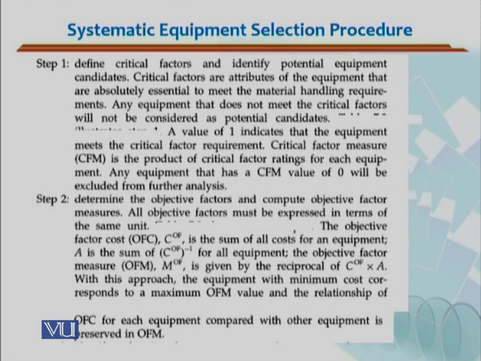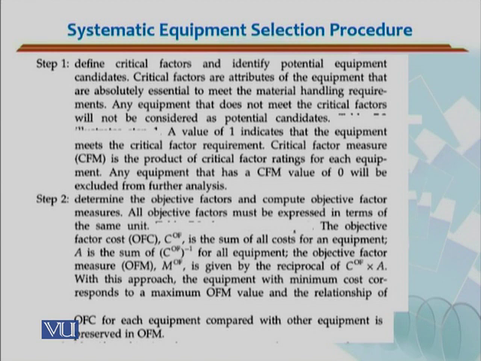An equipment that has a CFM value of 0 will be excluded for further analysis. That means that the primary criteria or the critical factor measure is actually not present, or that attribute is not present in that type of equipment, and you will not use it for further analysis. In step 2, we will determine the objective factors and compute objective factors measure, OFM.